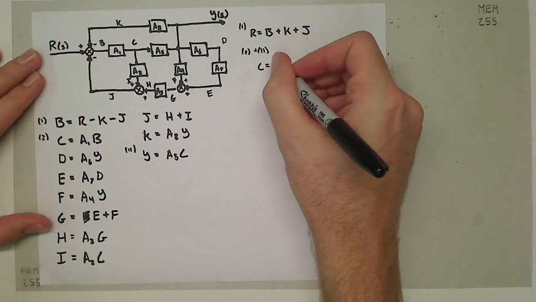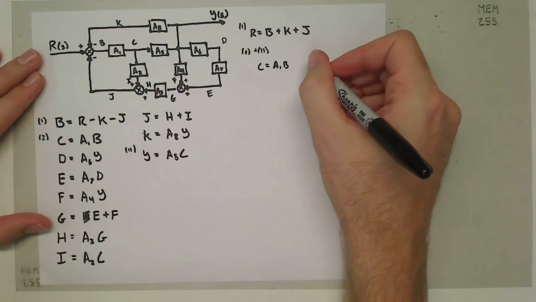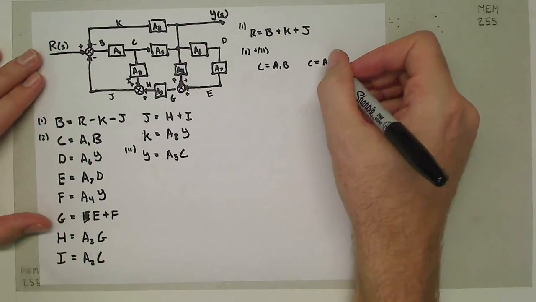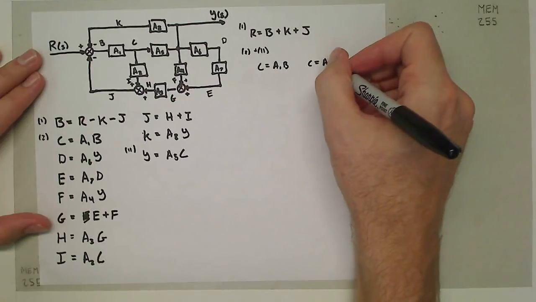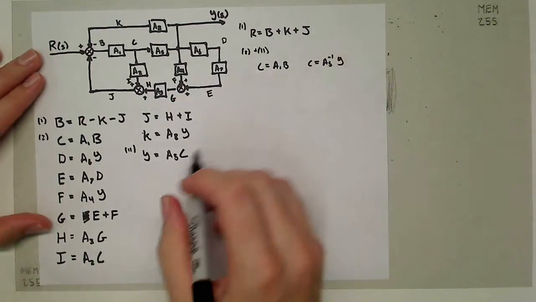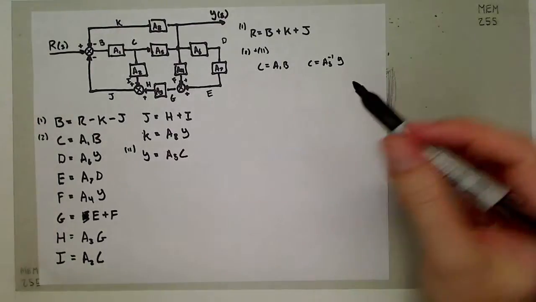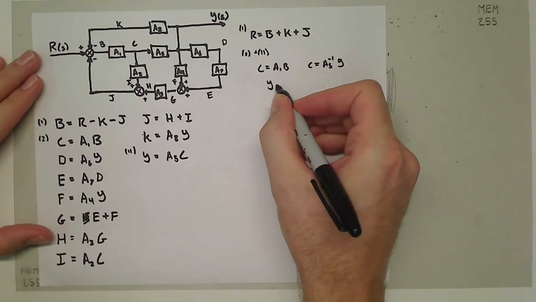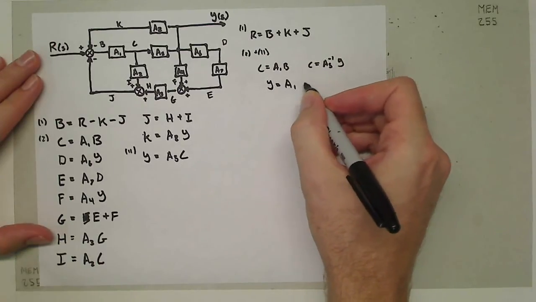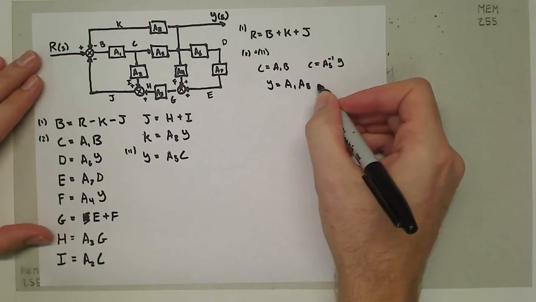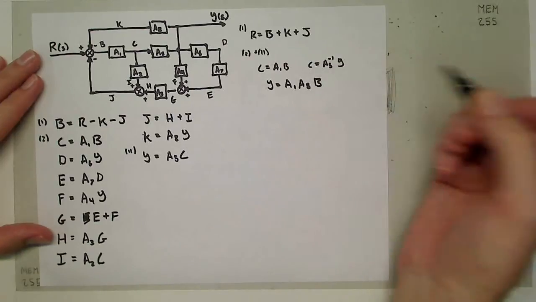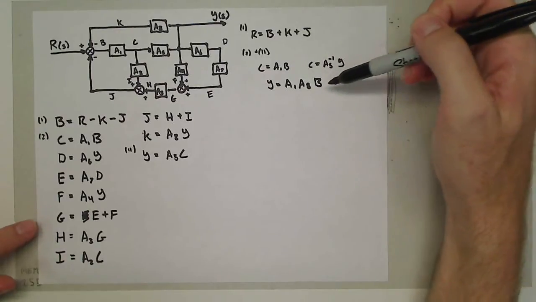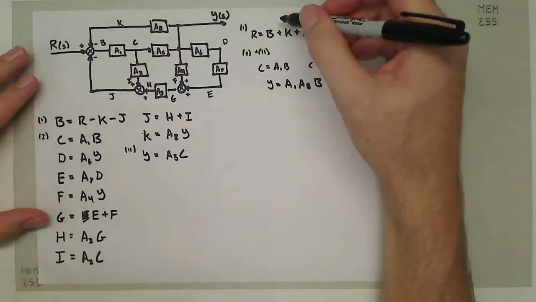C is equal to A1B, and C is equal to A5 inverse Y. So I divide both sides by Y, which means that if I put these two together, I know that Y is equal to A1, A5, B. I'm just putting those two equations together, so I have a relationship for B in terms of Y. So I know B is set here.